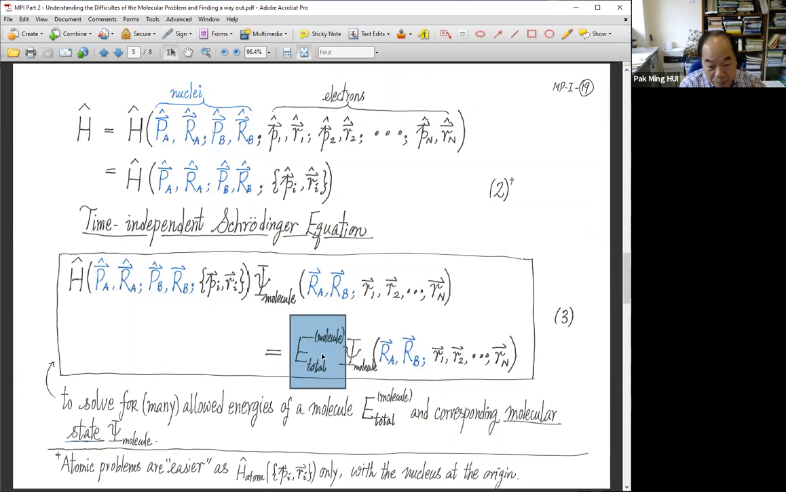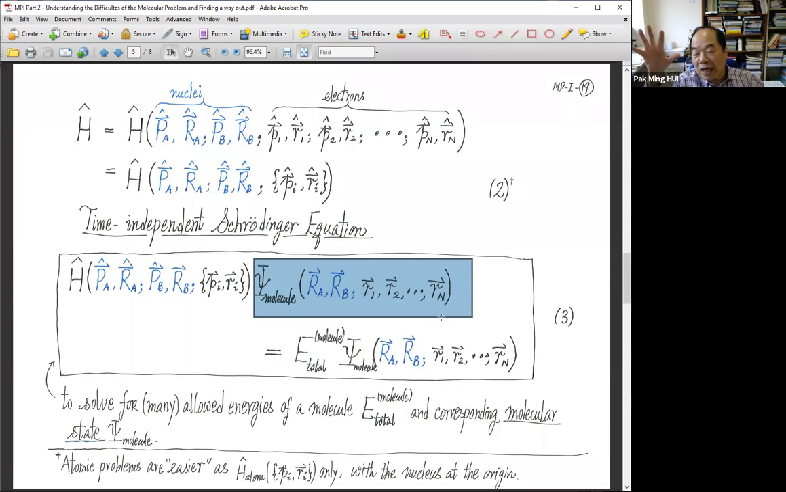But at this point, there's no approximation applied. So it is the full Hamiltonian, and therefore this is the total energy of the molecule. This is what we want to get. Similarly, at this point, this is the total wave function of the molecule. Not only about the electrons and not only about the nuclei. It is everything combined.